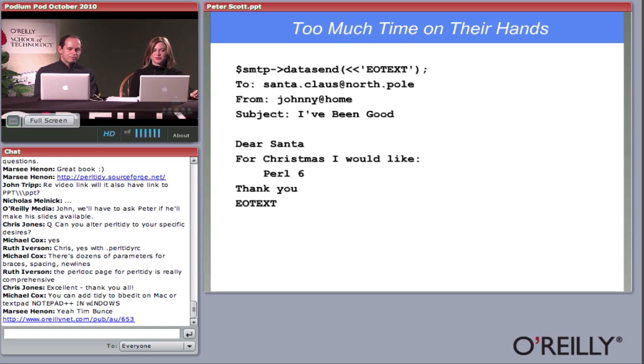For Christmas, I would like Perl 6. Yes, that's one of the running jokes in the Perl 6 community. It'll be out by Christmas. We just don't know which one.